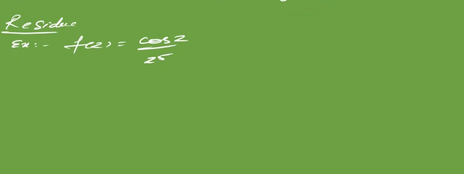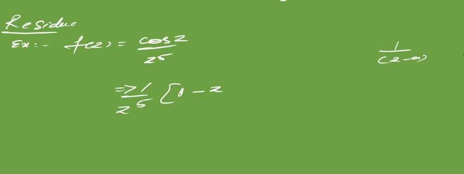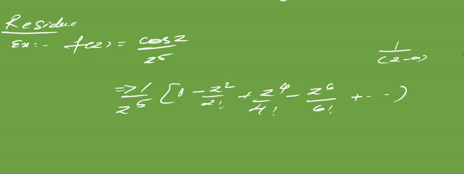So consider an example for residue. Please remember the definition. Residue is nothing but the coefficient of 1 by z minus a term in the principal part of the expansion of f of z at z is equal to a. Keeping that in mind, and we know the expansion of cos, all those concepts we are going to apply. So 1 by z power 5, expansion of cos, so it is 1 minus z square by 2 factorial plus z power 4 by 4 factorial, even powers with alternate sign, minus z power 6 by 6 factorial, and it goes on.